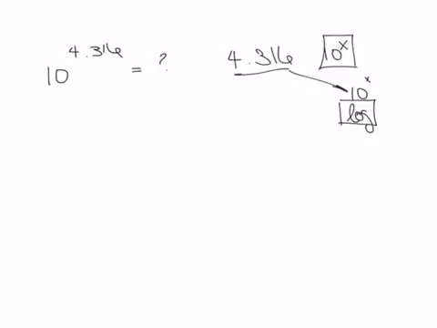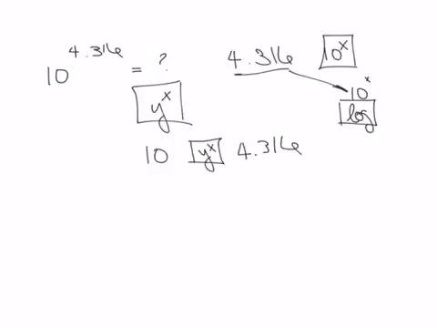The other option would be to use the Y to the X key, and then you would put in 10 and then click the Y to the X key and then 4.316. Either way is going to give you the right answer, but I prefer you use this here simply because you're getting used to that whole idea of anti-logarithms.